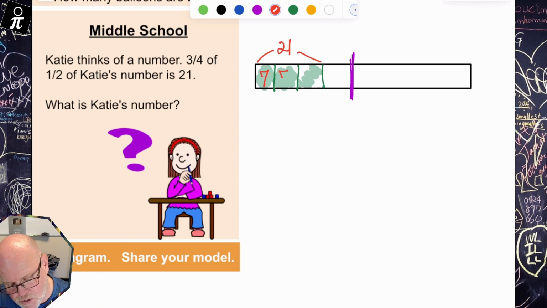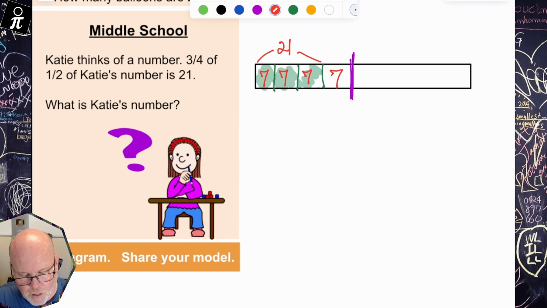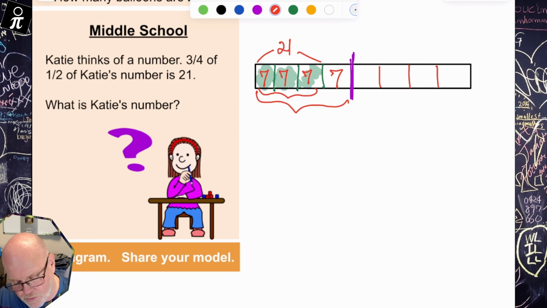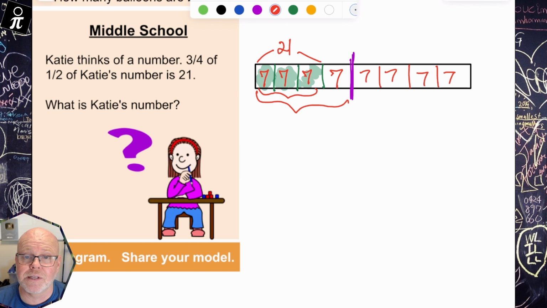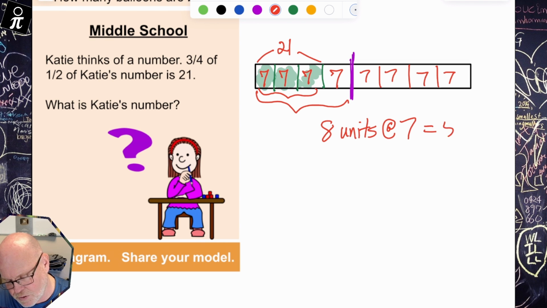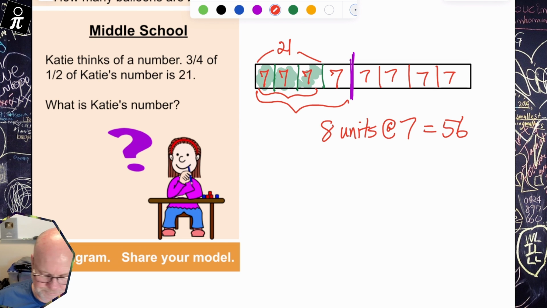So that means each of those little pieces is 7, which means this piece right here is 7, because this was supposed to be half. And we were told that this was 3/4, so 3 out of 4. And that means this other side is also cut into 4 pieces, and each of those 4 pieces are valued at 7. So what's the value of the entire thing? 8 units at 7 each is equal to 56.